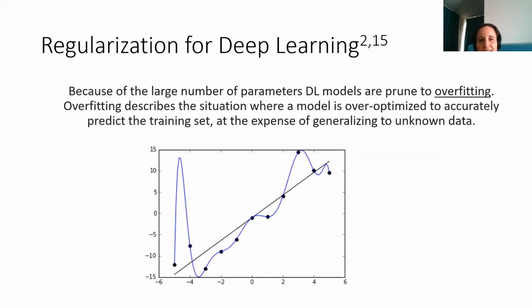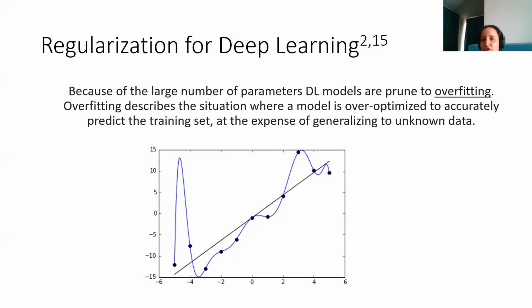Now, the last part of this talk is what we call the regularization of deep learning, which is related to training these models. As we saw, these deep learning models are very complicated. They have a lot of parameters. Due to this large number of parameters and their semi-complicated architecture, this DAG is prone to what is called overfitting.